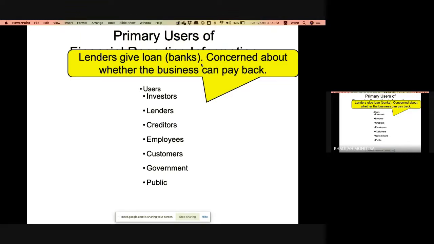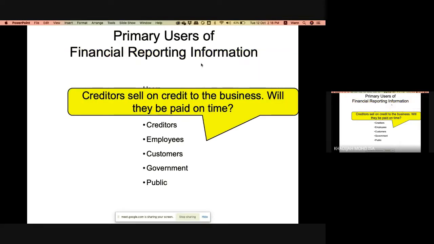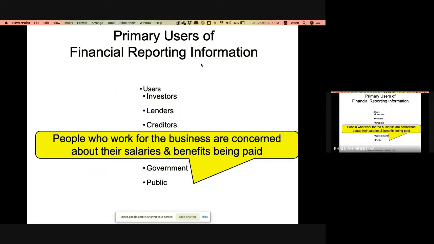Lenders are concerned about whether the business can pay back. So how do they know this? They look into the financial statements. Creditors sell on credit to the business. Will the business be able to pay on time? That is very important. People who work for the business are concerned about their salaries and benefits being paid.